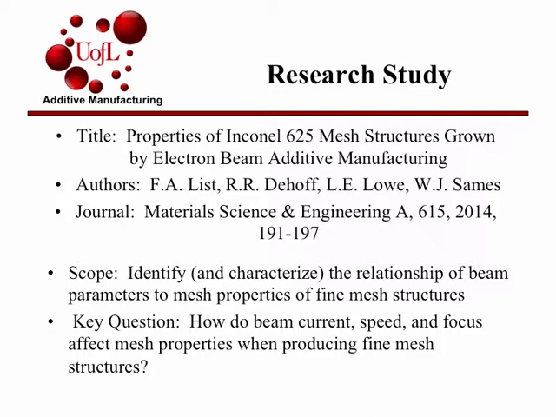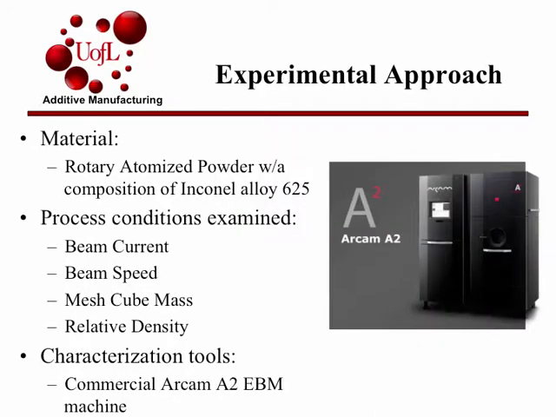The paper was in Materials Science and Engineering. The scope focused on the relationship of the electron beam parameters and how they affected physical properties of the mesh structure, such as mass, relative density. The key question observed was how do beam current, speed, and focus affect mesh properties when producing fine mesh structures.